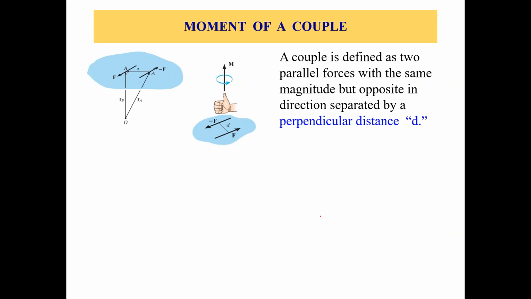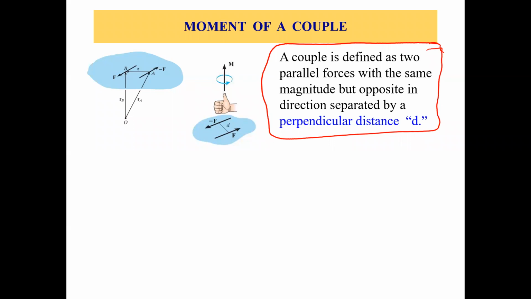A couple is defined as two parallel forces with the same magnitude but opposite in direction, separated by a perpendicular distance d. So this is the definition by the book, as we discussed the details in the earlier slide. So these all are the conditions to make any two forces a couple.